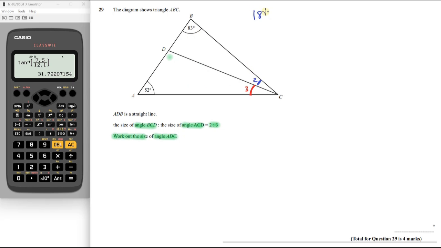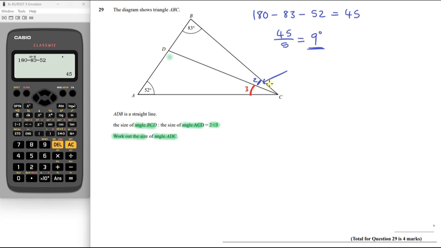So if we do 180 minus 83 minus 52, what does that give us? We get 45 degrees. So this angle is 45. Now I can use the fact that I know what these ratios are. So the ratio is 2 to 3. So what I can do is if I add these together, that gives me 5. So there's 5 parts. If I do 45 divided by 5, that gives me 9 degrees. So each part is worth 9 degrees.